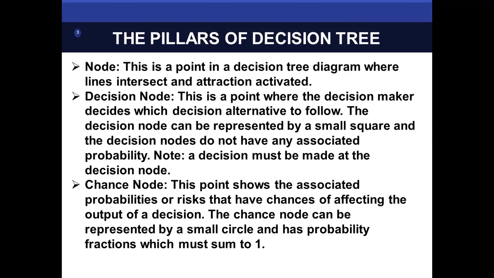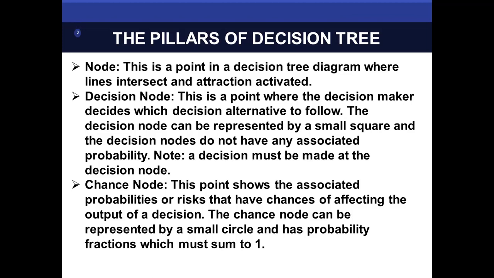First is the node. This is a point in a decision tree diagram where lines intersect and attention is activated. I repeat, lines intersect on the node and attention is activated on the node. So a node is a very sensitive part of a decision tree because it activates interest of both the decision makers and those who will review the decision. So the nodes have two subcategories. These two subcategories of the node are what we call the decision node and the chance node.